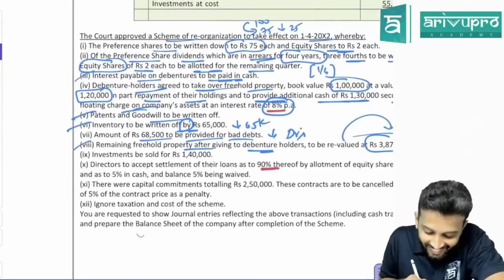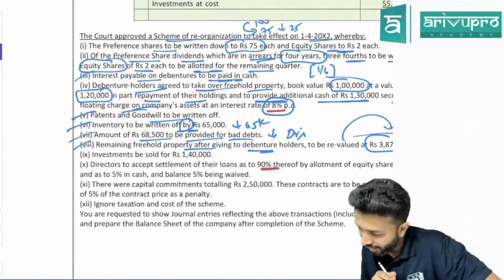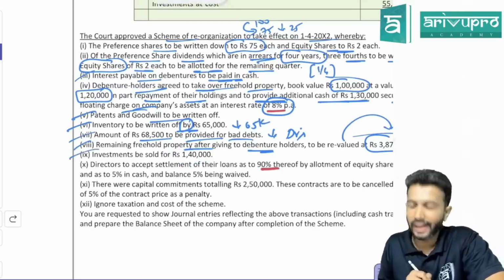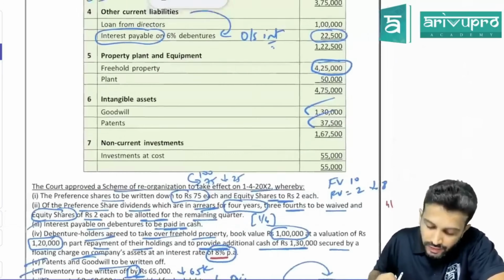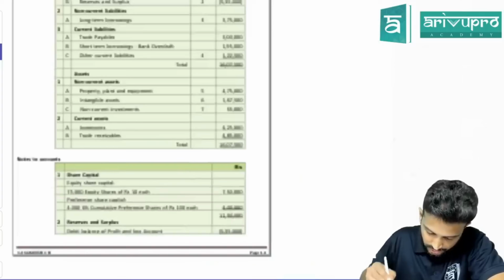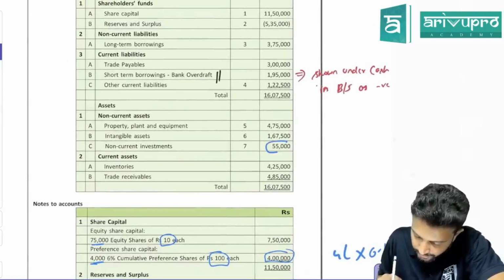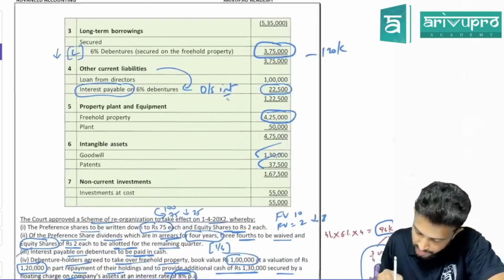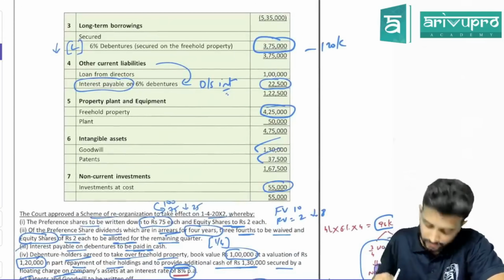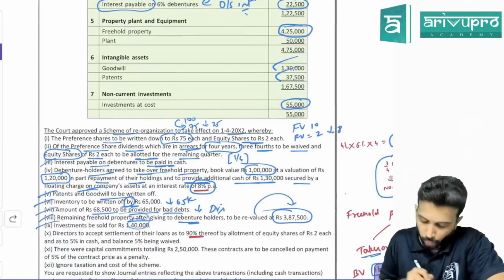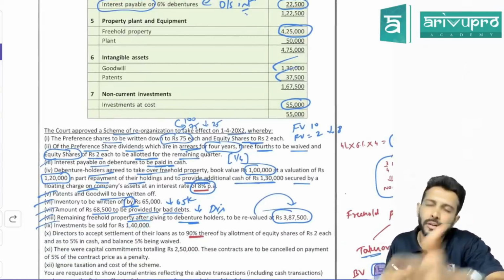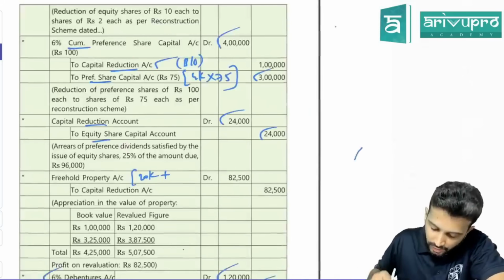Okay, the next adjustment. Investment sold for 1,40,000. What is the value of the investment in your balance sheet, sir? Check where the investment is here. 55,000. Correct? No? Come to note number 7. Yeah, the investment value is 155,000. How much was it sold for? 1,40,000. So did you make a loss or a bumper profit? Profit. What is the journal entry? Bank account debit.